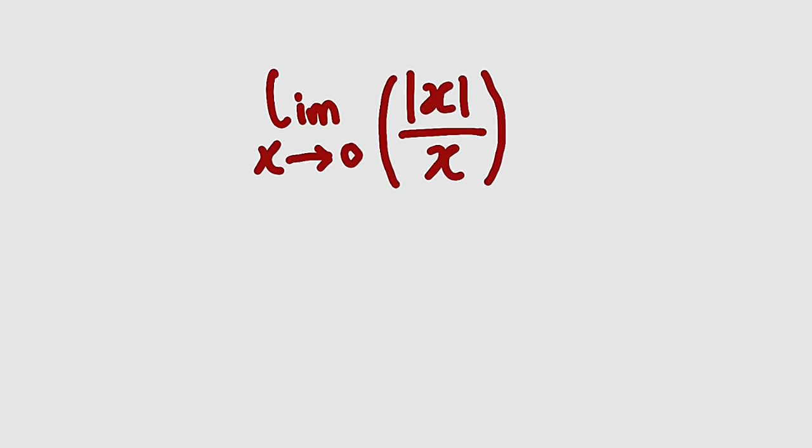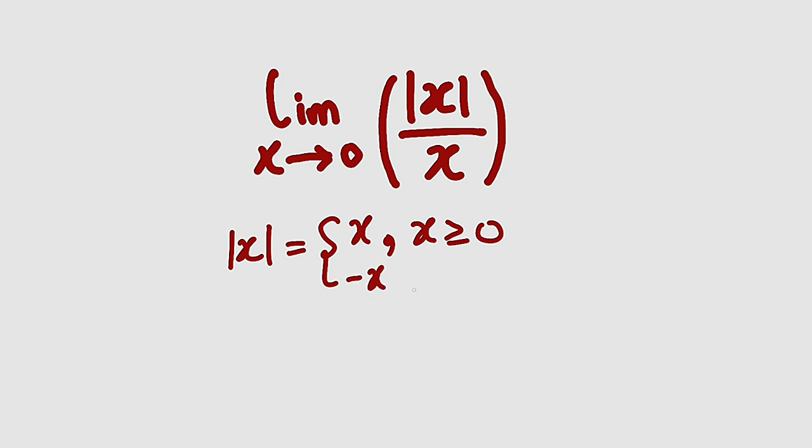We would like to evaluate the limit of the function, the absolute value of x divided by x, as x approaches 0. Because we have an absolute value right here, remember it is a piecewise function. If you have an absolute value of x, it could be positive if and only if x is greater or equal to 0, and it can be negative if x is less than 0. So now let us evaluate the left hand side and the right hand side limits, because for a limit to exist, both the left and the right hand side limits must be the same.